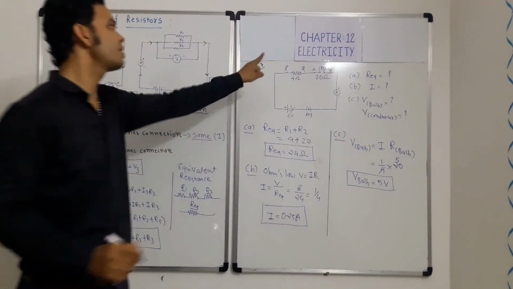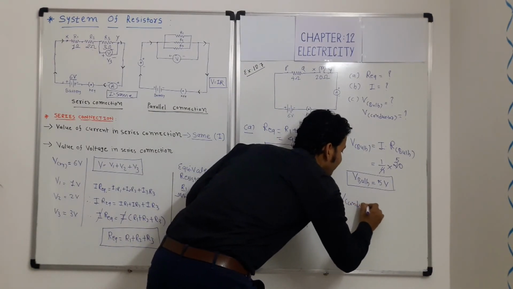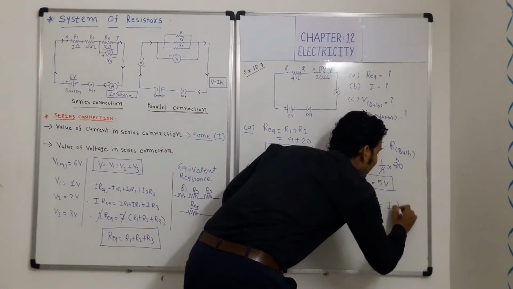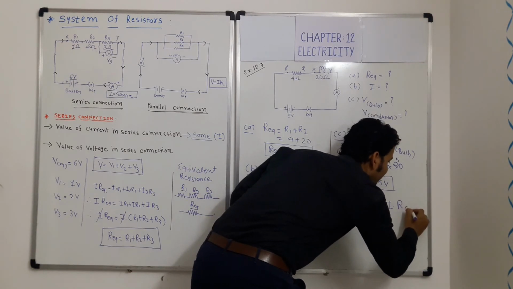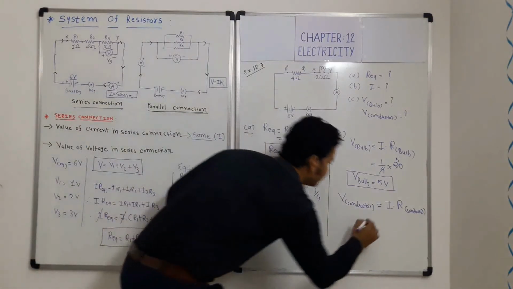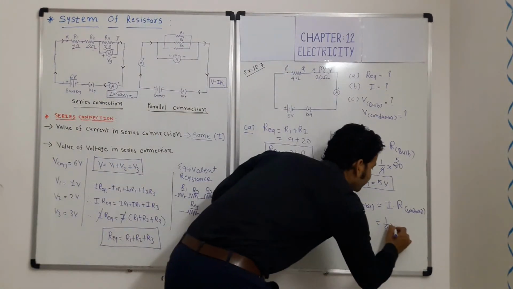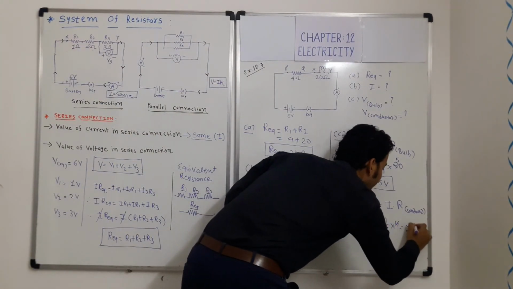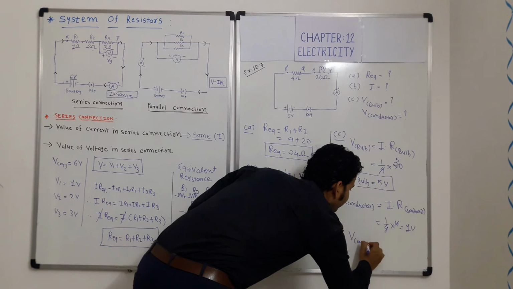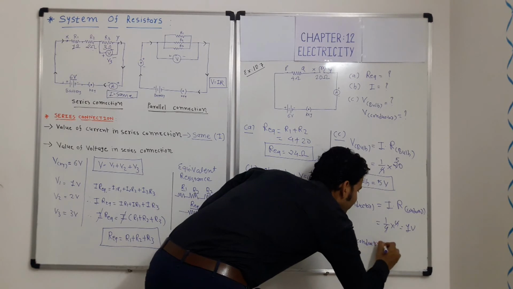Lastly, what is the voltage across the conductor? V across conductor is equal to, once again, I into R conductor. I we know is 1 by 4 and the value of resistance is 4. So 4 gets cancelled, and it is equal to 1 volt. So V across conductor is equal to 1 volt.